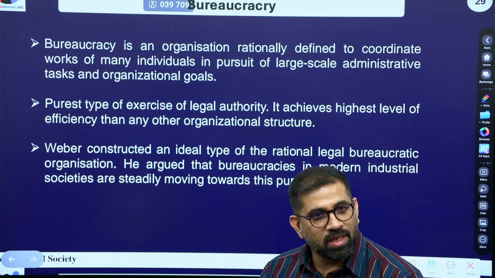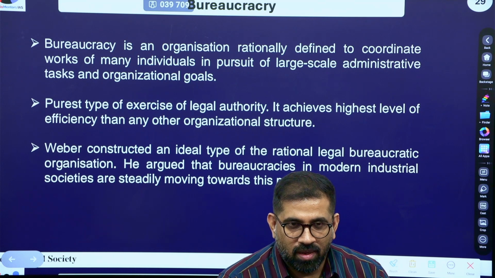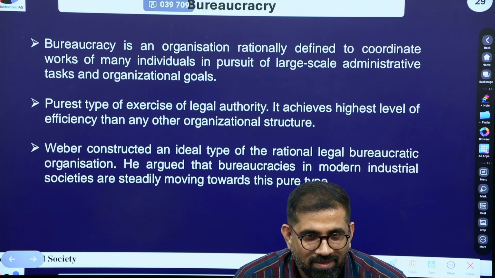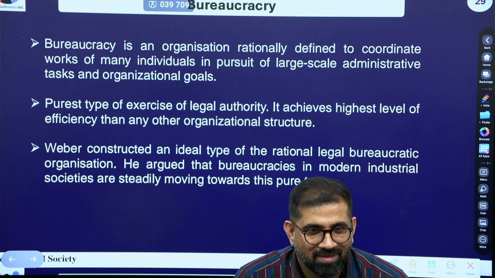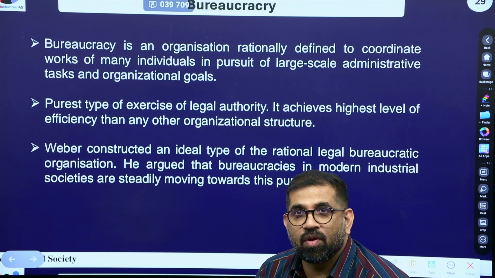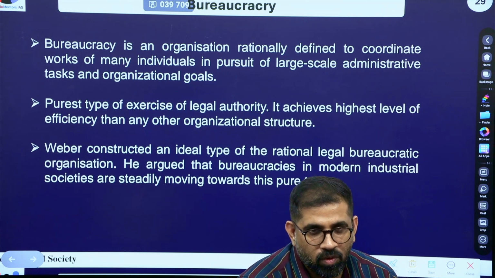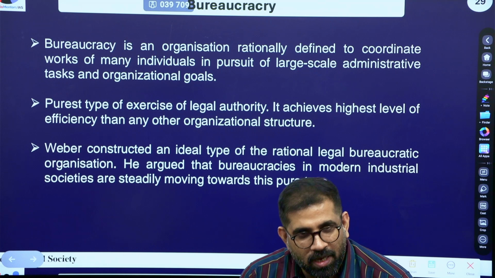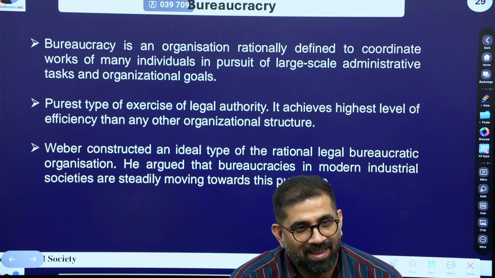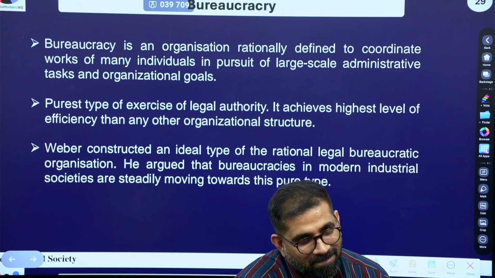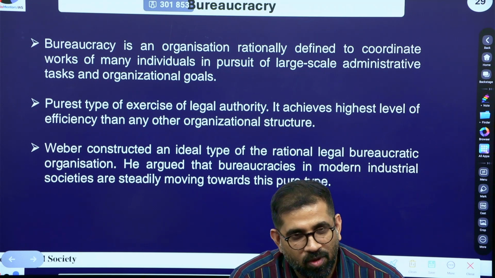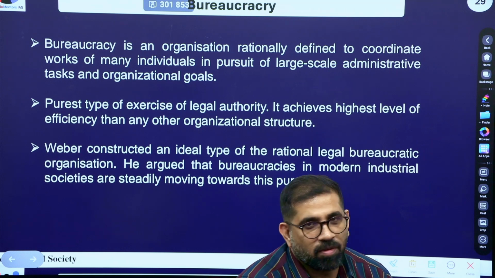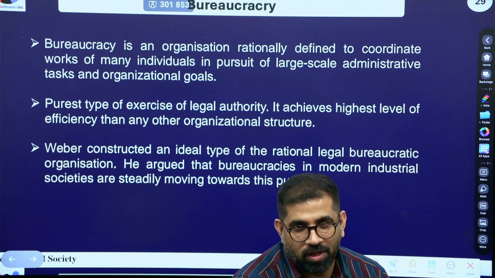Now, why is bureaucracy considered to be more functional than other forms of organizational structure? Now, I'm asking what are the advantages of bureaucracy over other forms? One is it is merit based. It is more rationally organized. Even after the death of a person, there will be continuity and stability, order in the system.